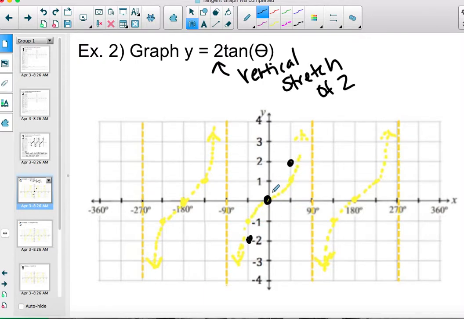The asymptotes are going to stay in the same spot, and we're going to be a little bit taller and skinnier curves. Same thing is happening here, 0, 0, negative 1 turns into negative 2, 1 turns into 2, and we are taller and skinnier. And the same over here.